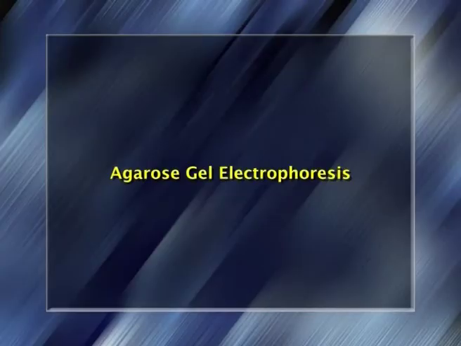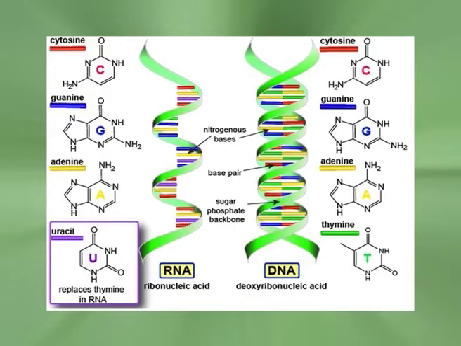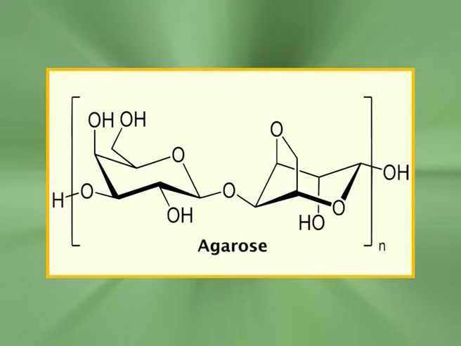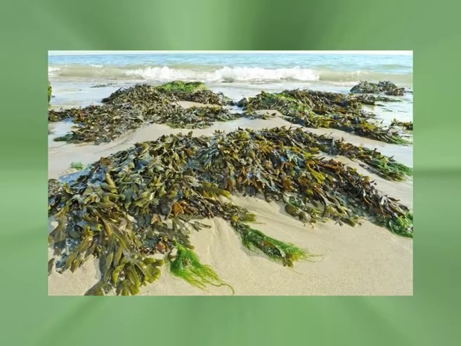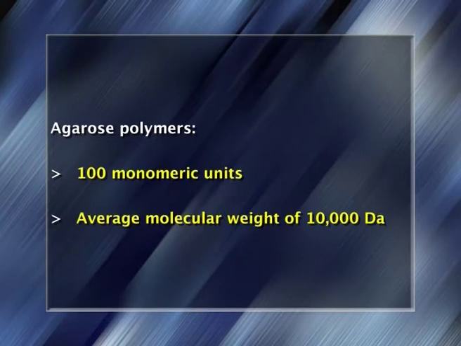Another one is agarose gel electrophoresis. It is the principal technique used to determine the size of high molecular weight nucleic acids, DNA and RNA. Agarose is a long polymer of galactose and 3,6-anhydrogalactose linked via alpha-1,4 glycosidic bonds. This material is readily isolated from seaweed.